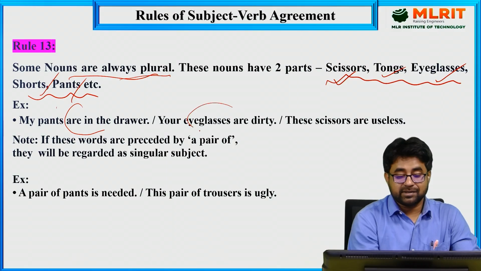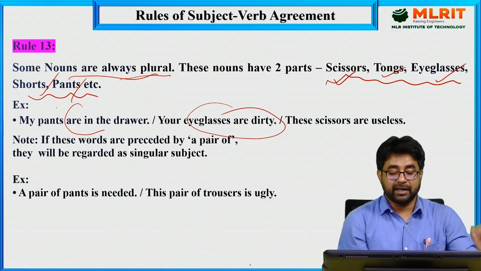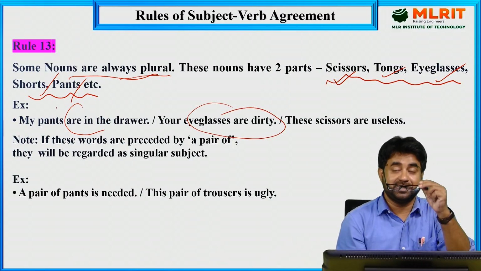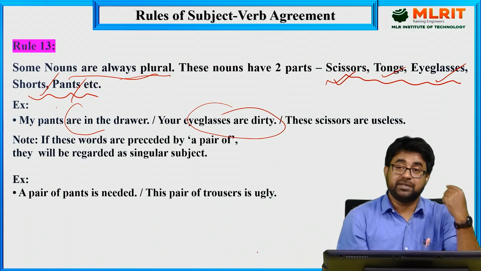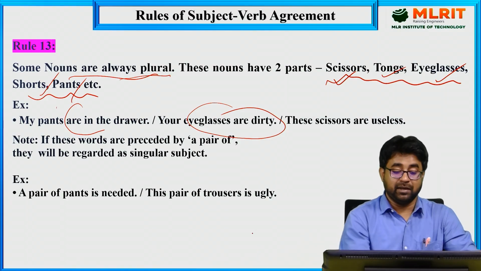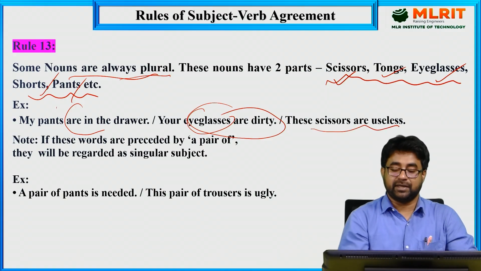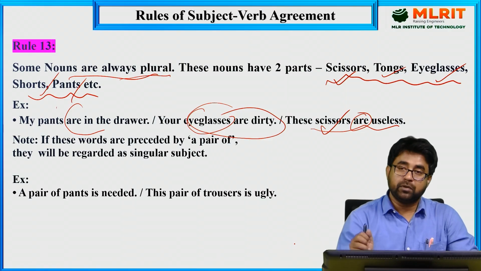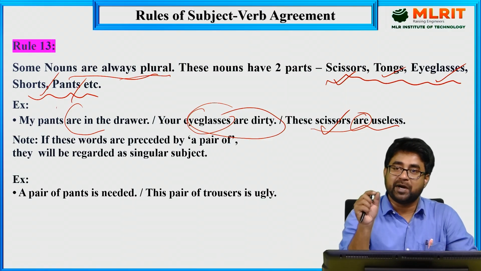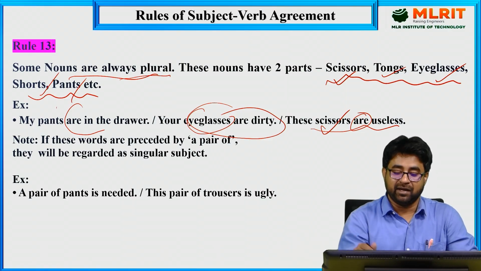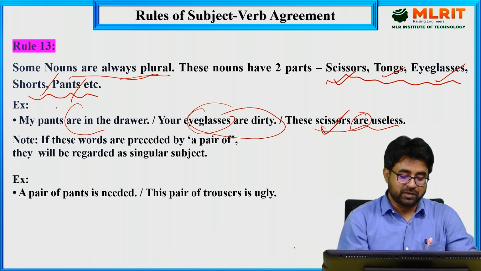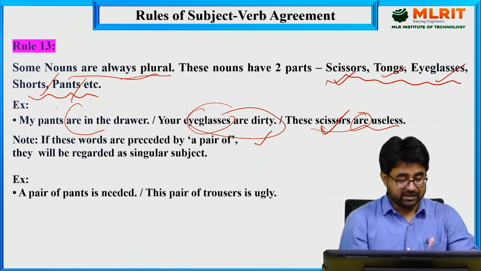Your eyeglasses are dirty. I can say that this is an eyeglass, like specs, but no. It is a single unit, but it is plural. Eyeglasses are always plural. It actually has two parts, two glasses. The scissors are useless. You can see again, scissors are. Though when you're talking about scissors, there is one object that you take in your hand, they are by default plural. So that's why you need to be careful about these words.